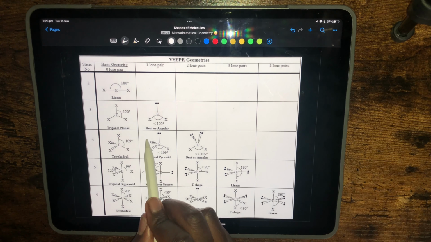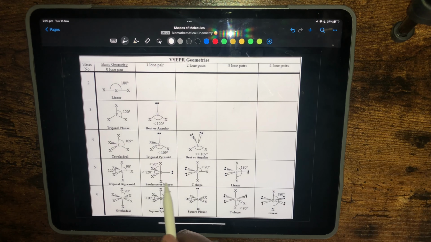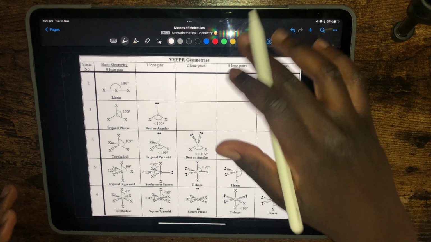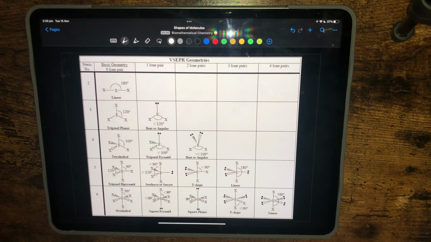For trigonal bipyramidal, if it has 1 lone pair and 4 bonding pairs, you see trigonal bipyramidal and seesaw. It's called seesaw, right? The reason why it's called seesaw is that it kind of looks like a seesaw. I wish I could angle it, but if you're looking at it from this angle, this is the pivot for the seesaw, and this goes up and down on each side of the seesaw. That's why it looks like a seesaw.